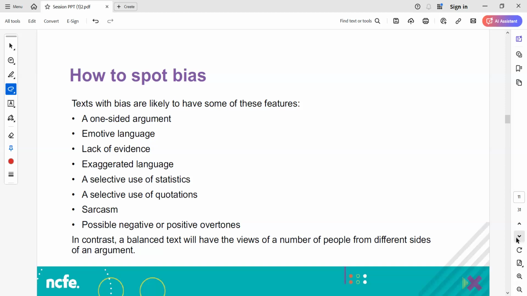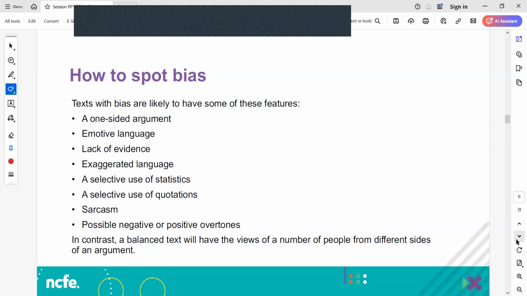So sarcasm. So for example, a so-called policy. So you see that in news reports about government changes. You might have a politician from one side talking about a new policy, saying this so-called policy, so sarcasm. And possible negative or positive overtones, so the language used very positive or very negative, depending on the writer's viewpoint. However, a balanced text will have the views of a number of people from different sides of an argument.